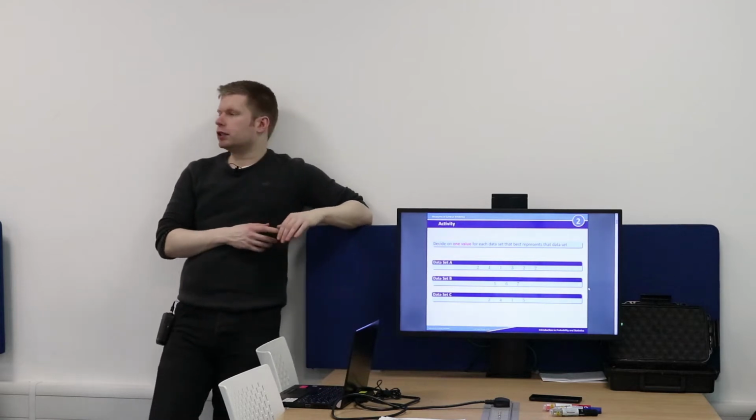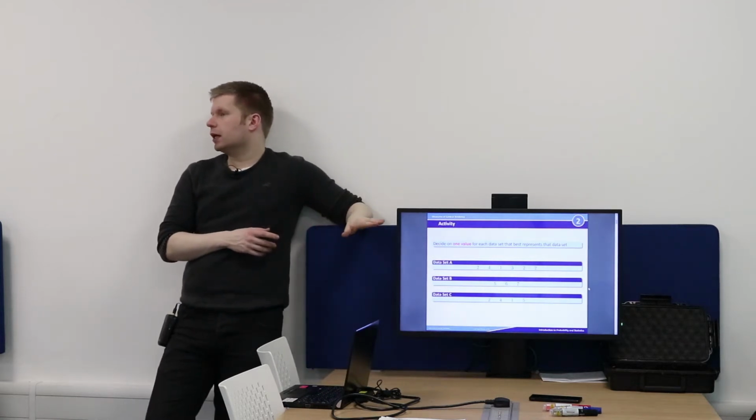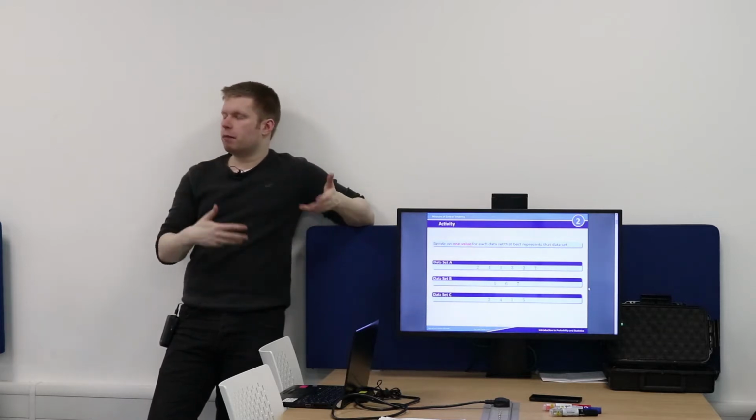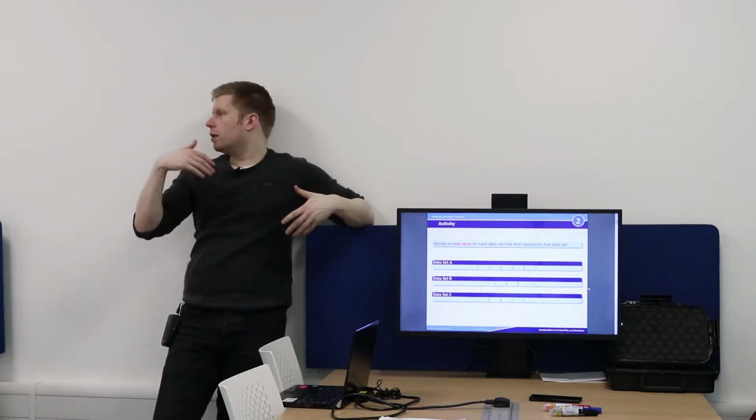Now, first things first, I've given you 3 data sets here, okay? So a data set is just simply a collection of numbers with some meaning between them. It could be heights, it could be marks of people in a class, it could be ages, it could just be any kind of collection of data, okay? And I've got 3 data sets here.